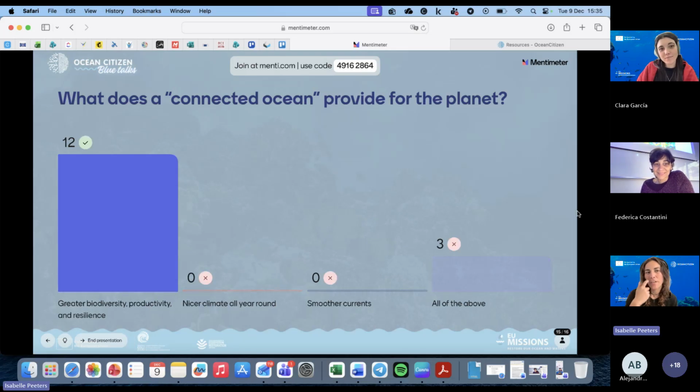Indeed. So we were going for A, greater biodiversity, productivity, and resilience. I'm guessing nicer climate would depend on what you understand by nicer climate. Obviously, a connected ocean is a healthier and more resilient ocean towards the changes that we're facing in the context of climate change. But in a polar region, connectivity is not going to change the fact that it has a polar climate. It will just be more resilient facing changes that come along with climate change, for example, in the long term.